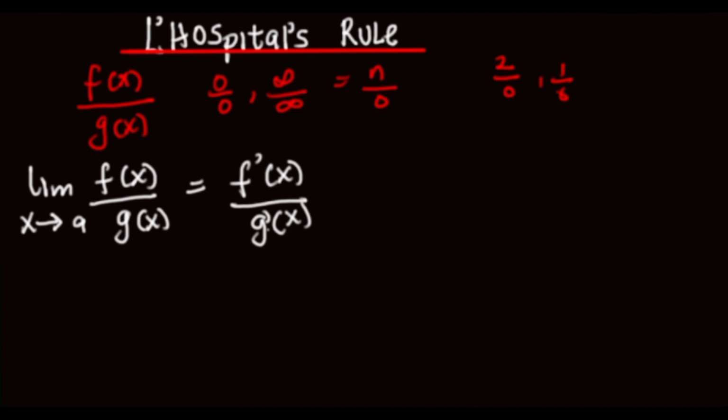So in that case, I have to have the knowledge of differentiation, so that I can differentiate the numerator and also the denominator, because the derivative of f of x here is f prime of x, and the derivative of g of x here is g prime of x. So I have to have the knowledge of differentiation for me to be able to use L'Hospital's rule.